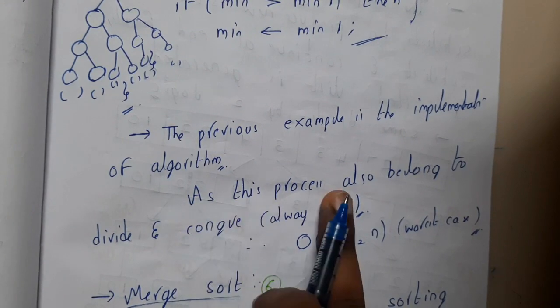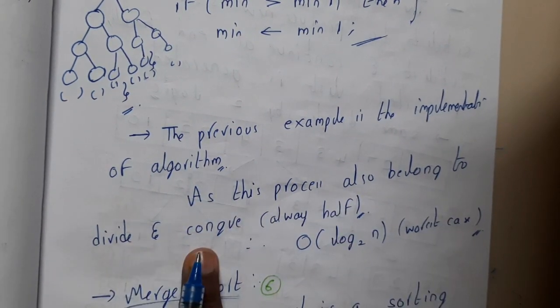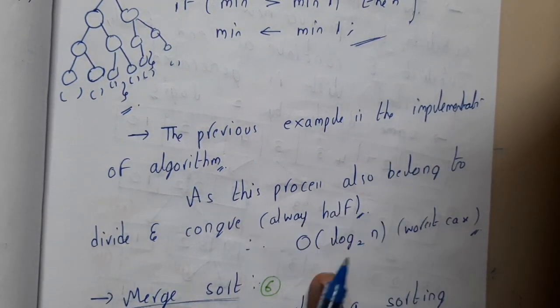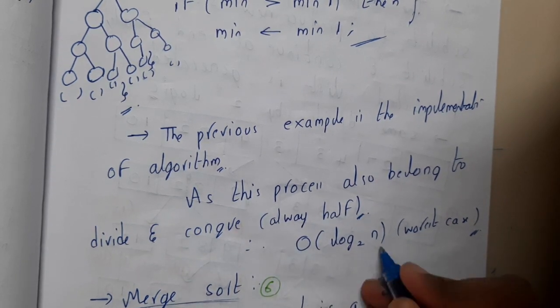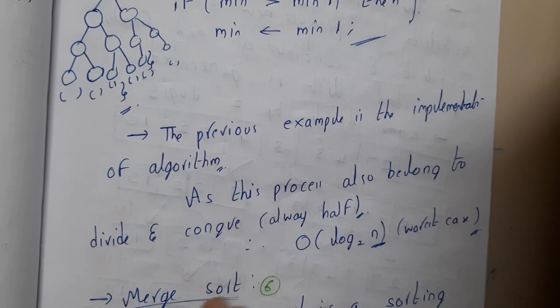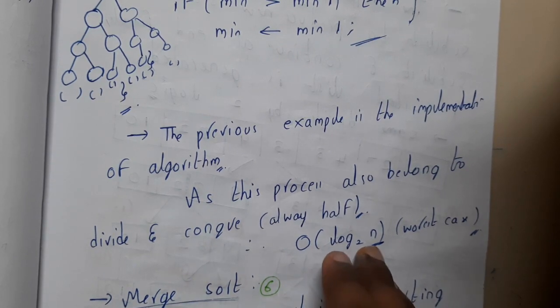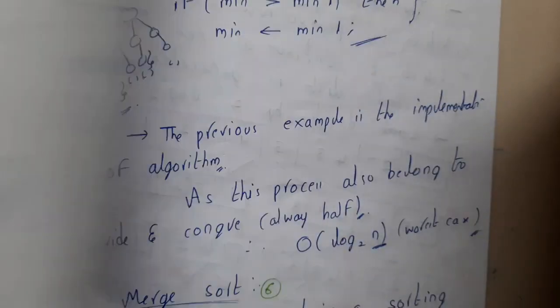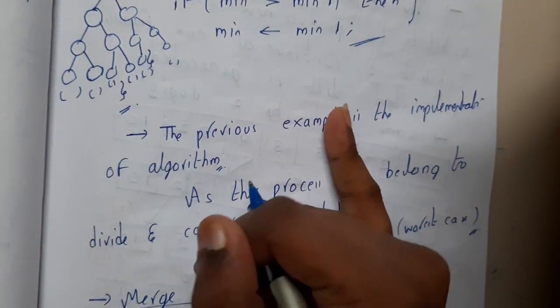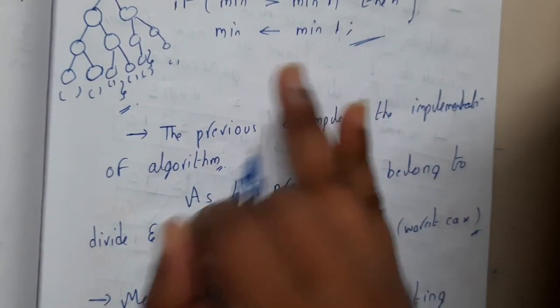As this process also belongs to divide and conquer and always divides into half parts, in the worst case it will have the same time complexity as a binary tree, that is log base 2 n. I hope everyone got a clear idea on finding minimum and maximum using a normal strategy and the divide and conquer strategy, and their advantages.